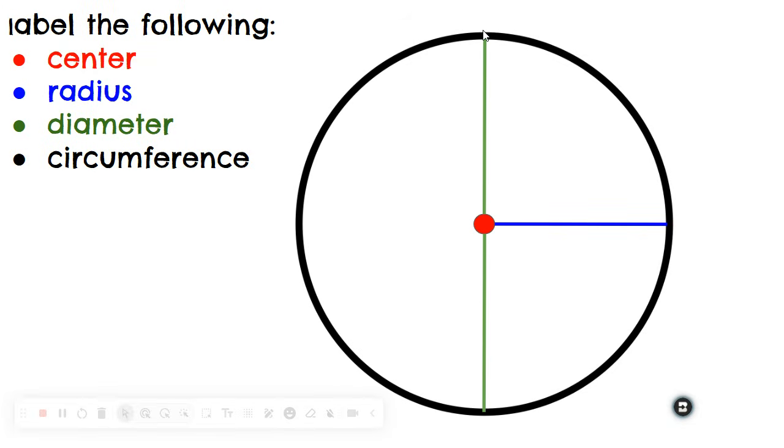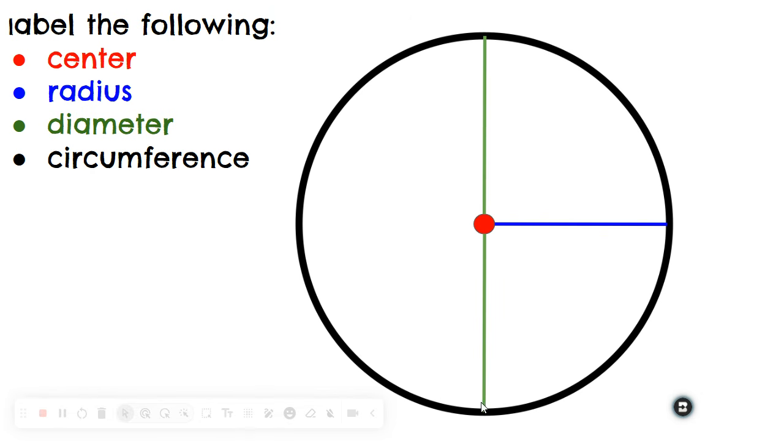So the diameter is from one edge of the circle all the way through the center to the other side. The most important thing to remember about the diameter is that it has to go through the center. I could not draw the diameter from right here over here because it did not go through the center. The diameter must go through the center.